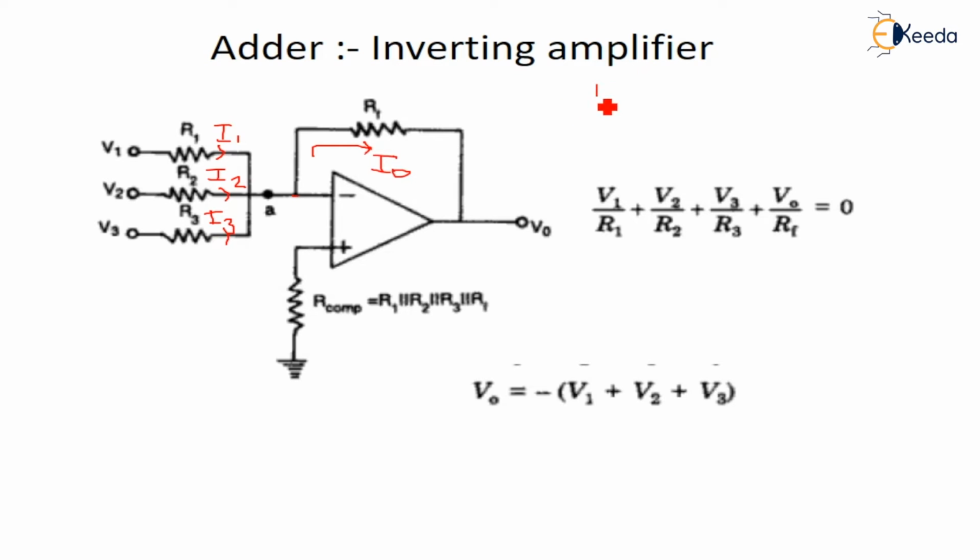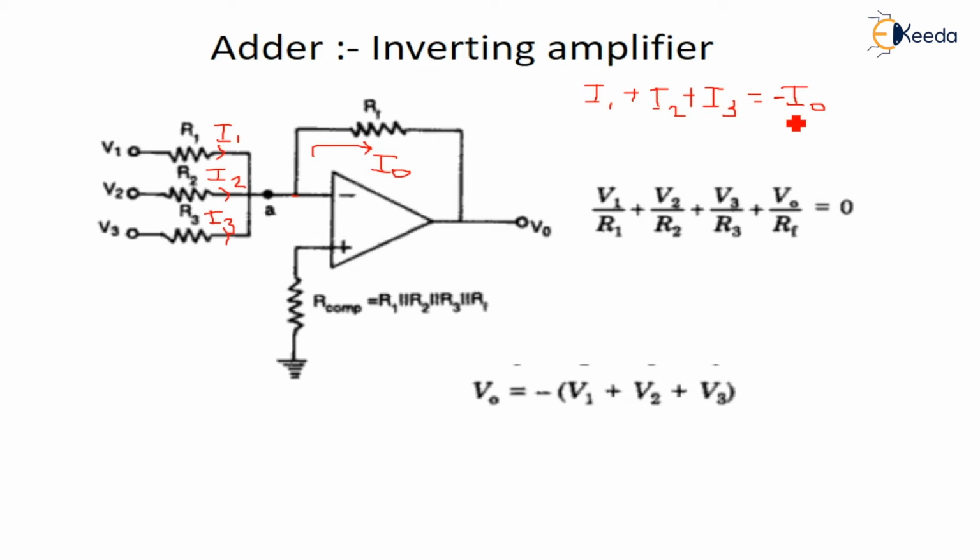So can I say like this, I1 plus I2 plus I3 is equal to this I out. But this I out will come with the minus sign. Why? Because the direction is opposite.